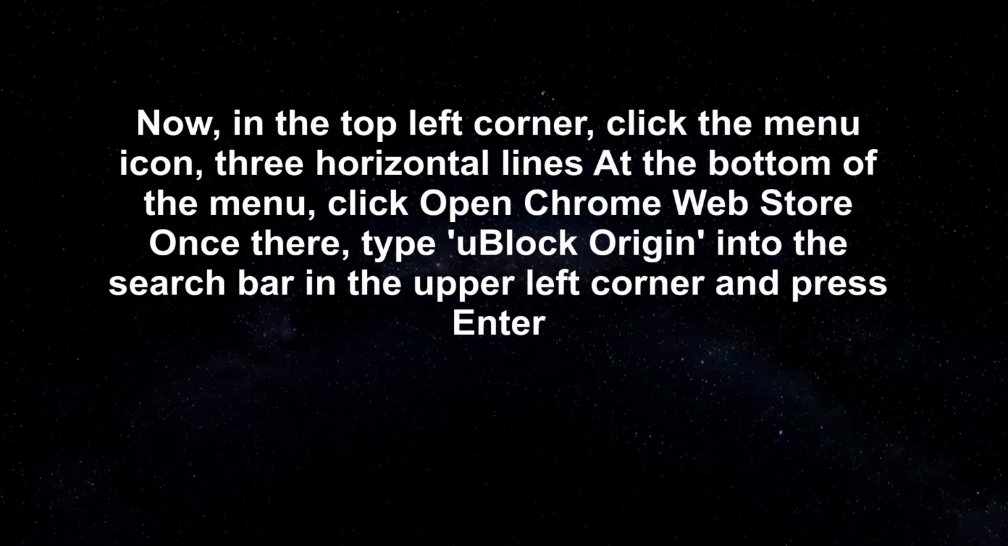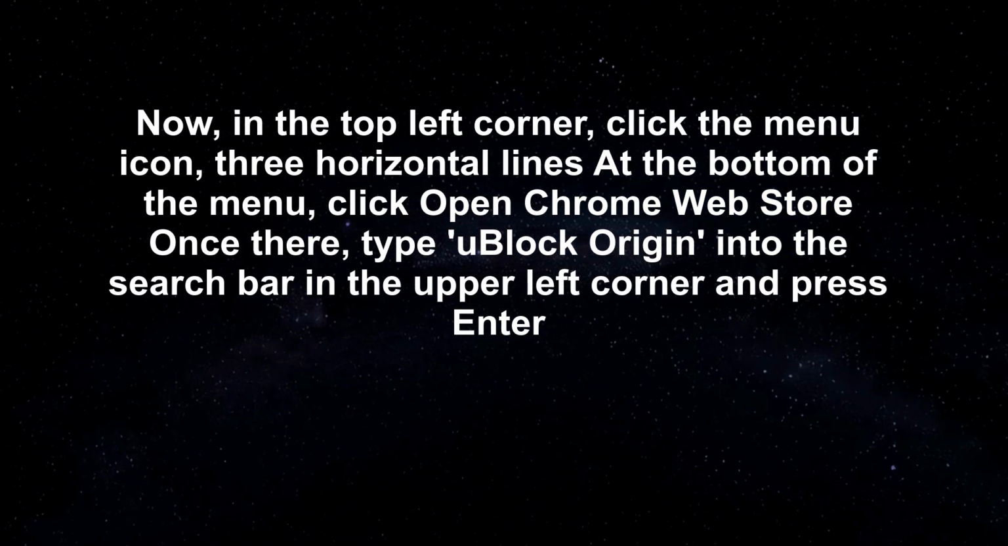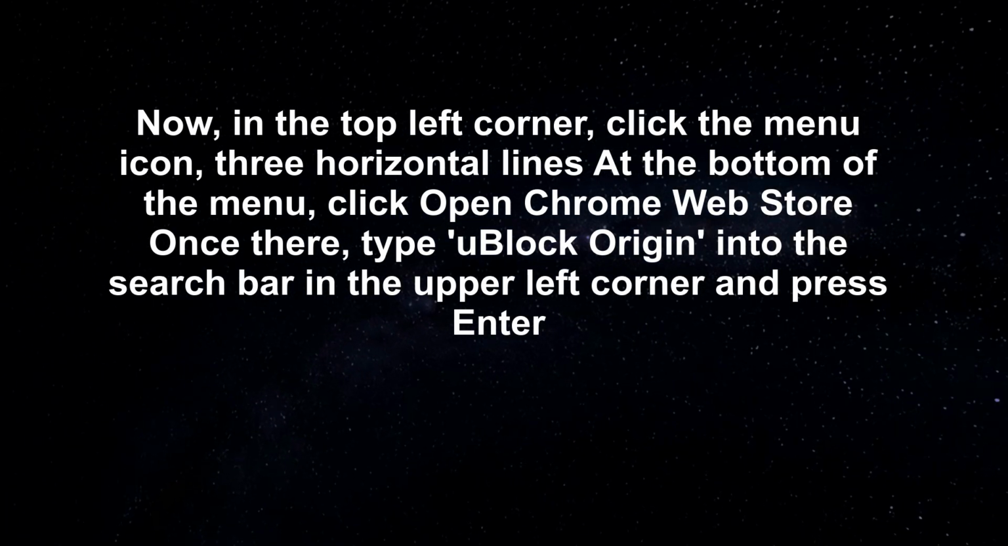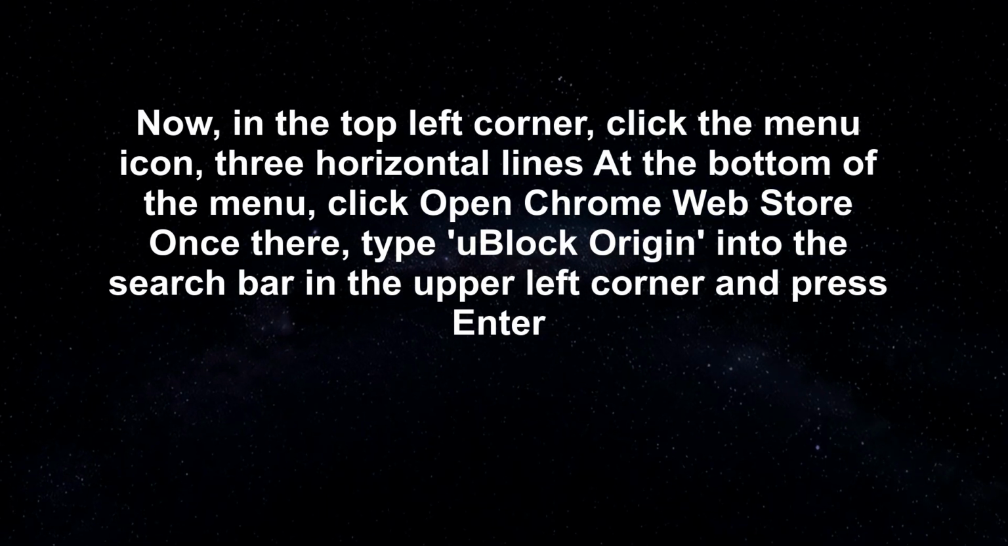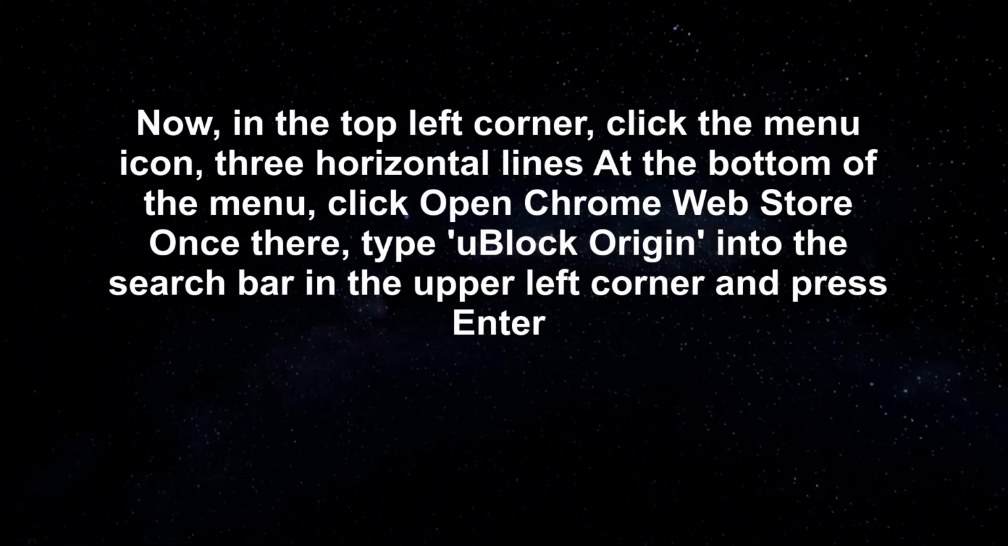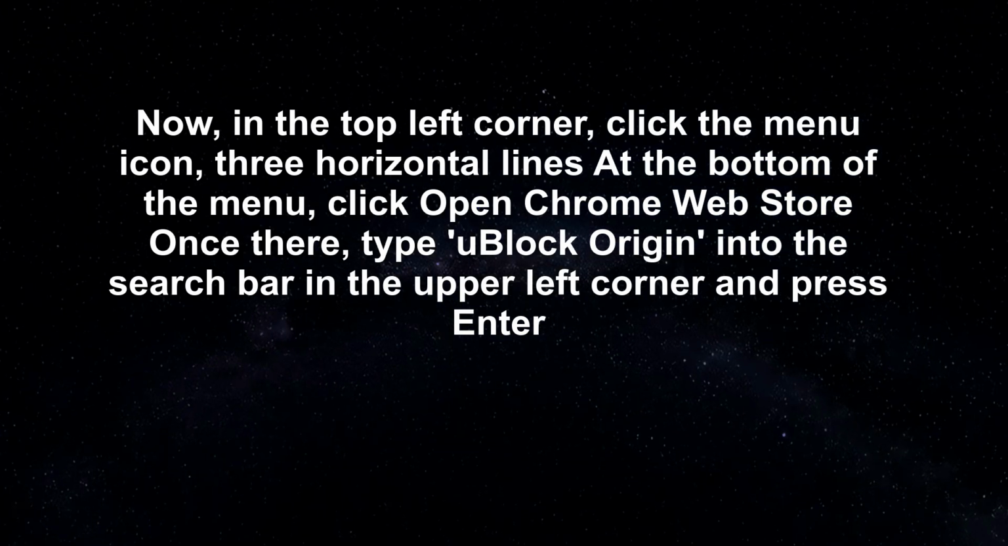Now, in the top left corner, click the menu icon, the three horizontal lines at the bottom of the menu. Click Open Chrome Web Store. Once there, type uBlock Origin into the search bar in the upper left corner and press Enter.